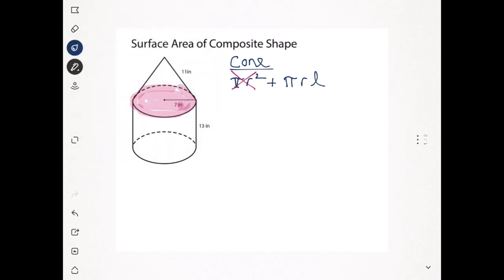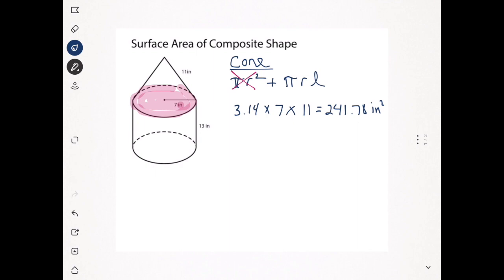So for pi, I want to use 3.14. So I'm going to say 3.14 times the radius times the slant height. Okay, so if I do 3.14 times 7 times 11, I end up with 241.78 inches squared. Okay, so the area that I'm only concerned about with the cone is that side, and it's 241.78 inches squared. Okay, so the next thing I need to do is look at the cylinder.